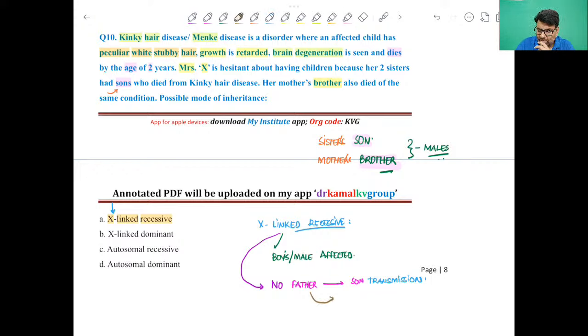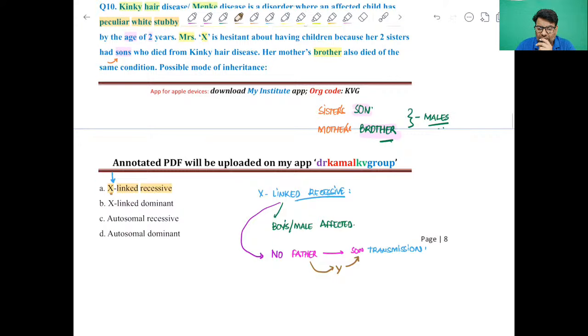gives only the Y chromosome to his son. So the condition can only be transmitted by X, but the father is giving only Y. So even if the father is a carrier or affected, he will never transmit the disease to the son because he is just giving the Y chromosome to the son, which is not at all a method of transmission of the condition in X-linked recessive. The condition is transmitted only by the X chromosome. So therefore there is no father to son transmission.